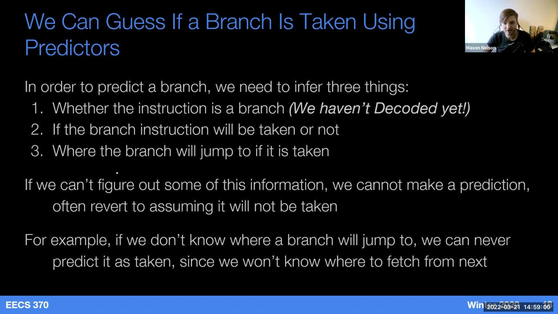This does provide some complications if we predict something besides not taken. Because if we're ever going to predict that a branch is taken, we need to know where it's going to branch to. And we won't be able to know that until the execute stage in our pipeline, where we do that PC plus one plus offset calculation for the first time. In theory, we could move that to the decode stage, but we won't do that for our pipeline.